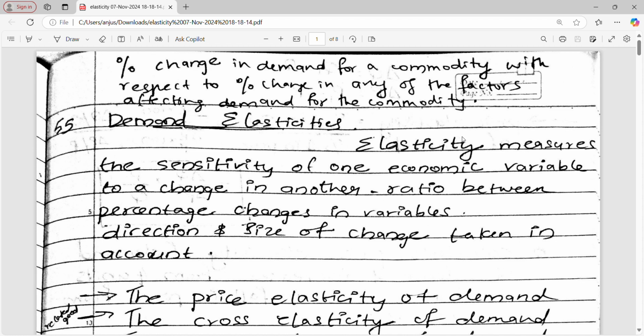So the demand decreased. That percentage change in demand for a commodity with respect to percentage change in any of the factors affecting demand for that commodity is what we see in demand elasticity. So this other factor that affects the demand may be the price, or it can be income, or it can be the price of related goods. Related goods means they can be substitutes, and also complementary goods, which we study later.